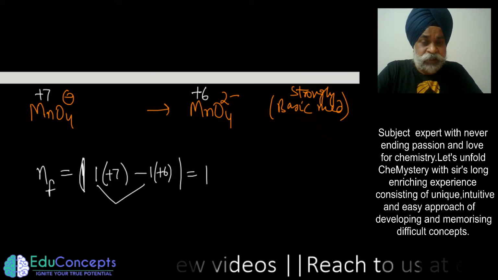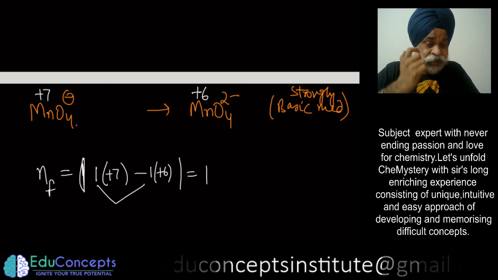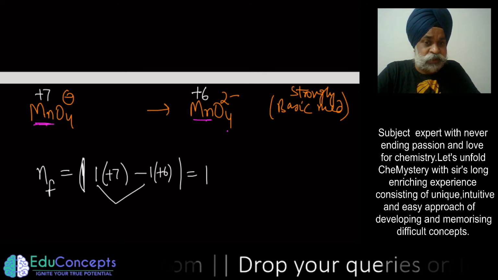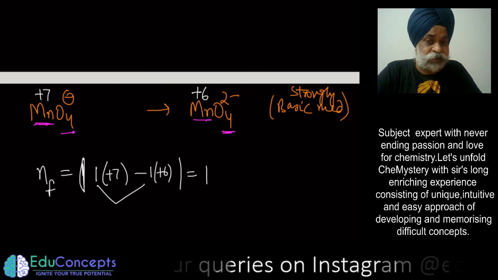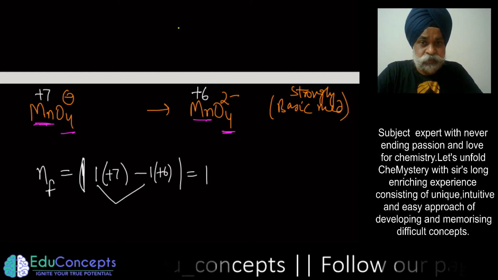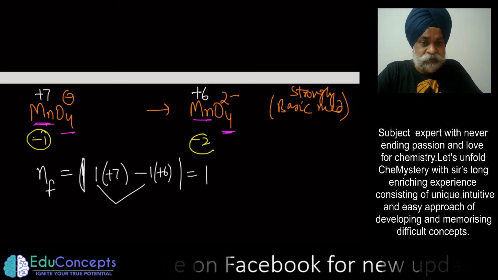And if you go by the balancing here, balancing would also engage nothing, because the first point is that manganese is balanced, oxygen is also balanced, so the only difference is the charge. Here you have one negative charge, here you have one negative charge, and here you have two negative charges.